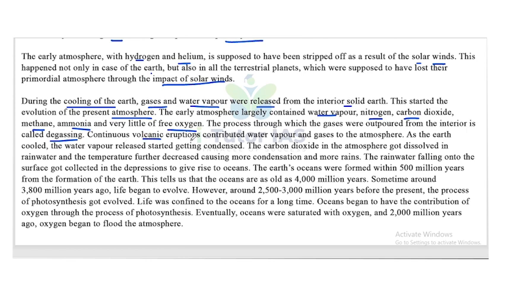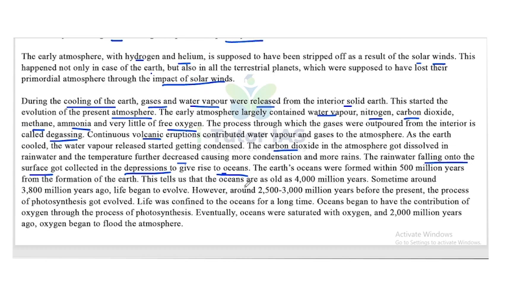Continuous volcanic eruption contributed water vapor and gases to the atmosphere. As the earth cooled, the water vapor released started getting condensed. The carbon dioxide in the atmosphere got dissolved in rainwater, and the temperature further decreased, causing more condensation and more rains. The rainwater falling onto the surface got collected in the depressions to give rise to oceans. The Earth's oceans were formed within 500 million years from the formation of Earth.